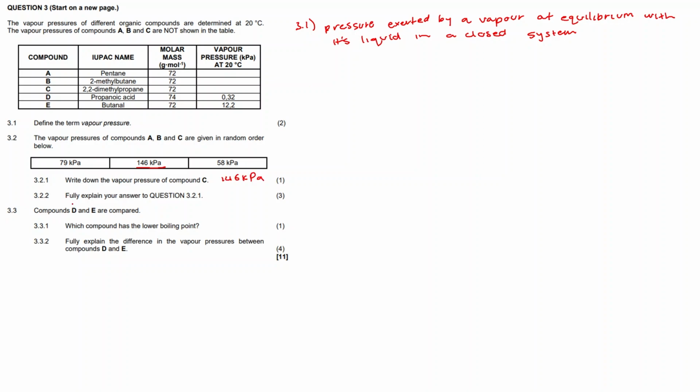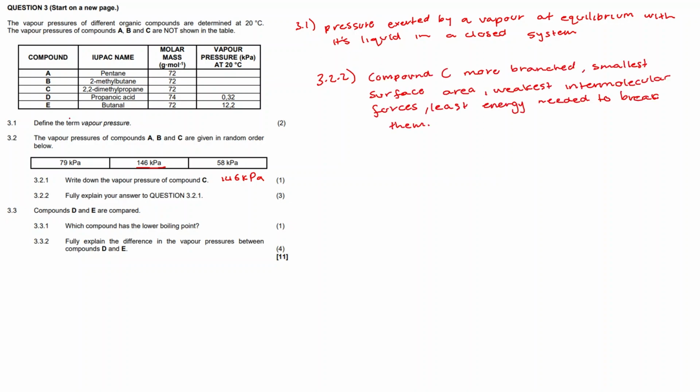Question 3.2.2. Explain your answer to question 3.2.1. So, as we've said, compound C has more branches than compound A and compound B, and it has a shorter main chain length, being propane, whereas compound A and B have butane and pentane. It therefore has a smaller surface area, and due to this, compound C has the weakest intermolecular forces between A, B, and C. Therefore, less energy is needed to overcome these intermolecular forces than the energy needed for compound A and compound B, resulting in the highest vapor pressure.